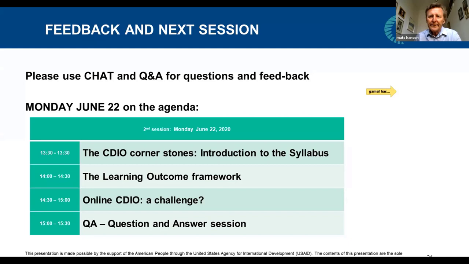Okay, so we received a question from Professor Ayman Muhammad. Is there any applicability or adaptation to implement CDIO with the current situation of COVID-19 e-learning? So I guess what he means is, do you have any suggestions for implementing CDIO amidst the current crisis?